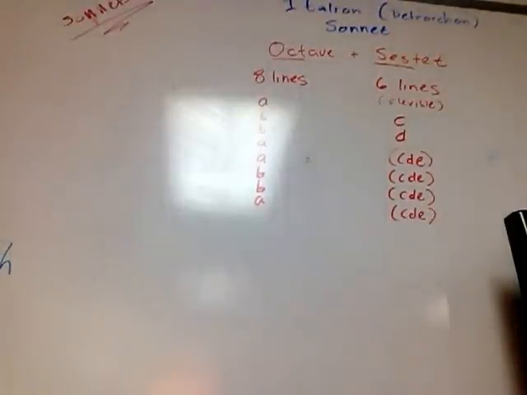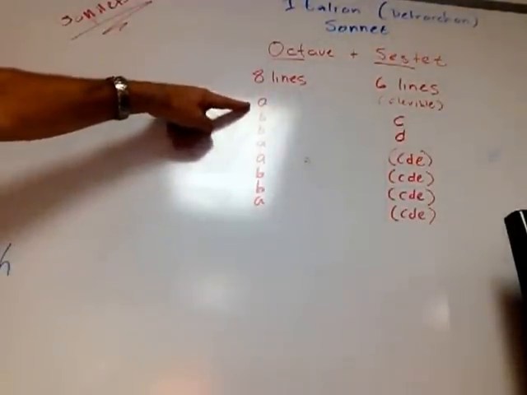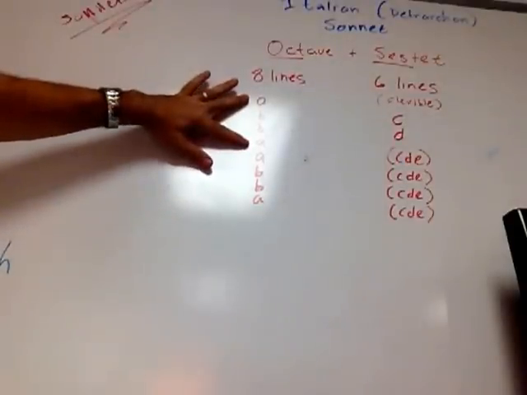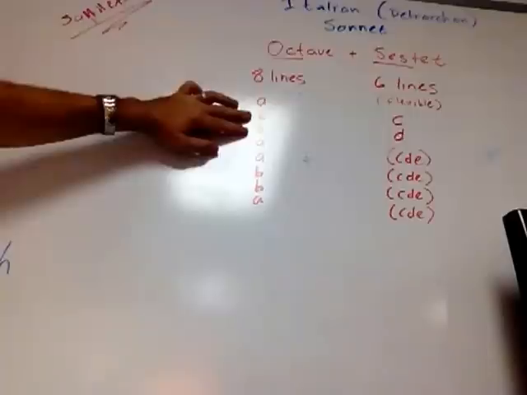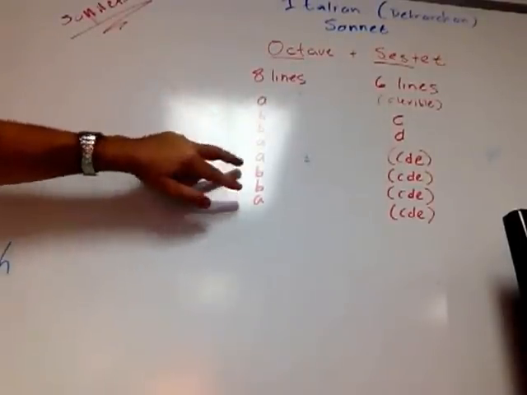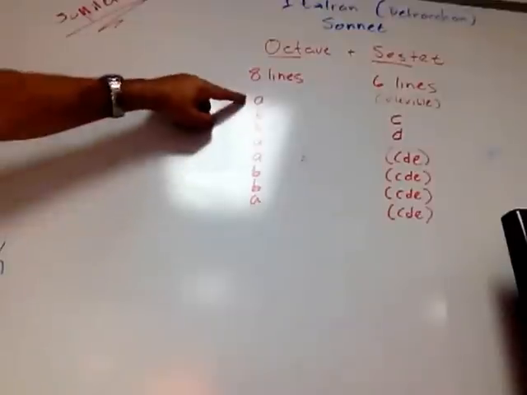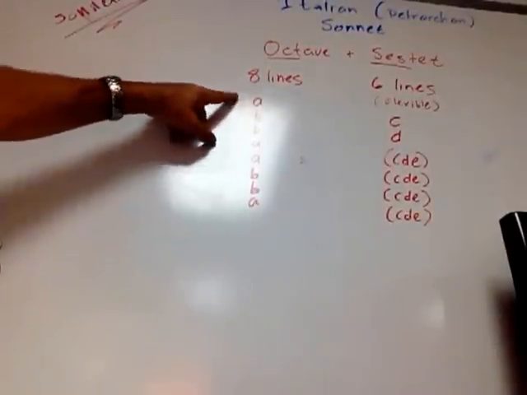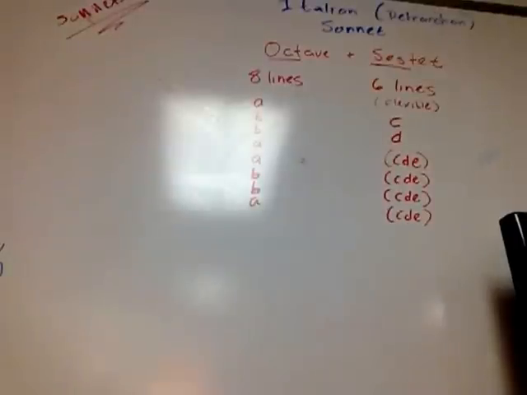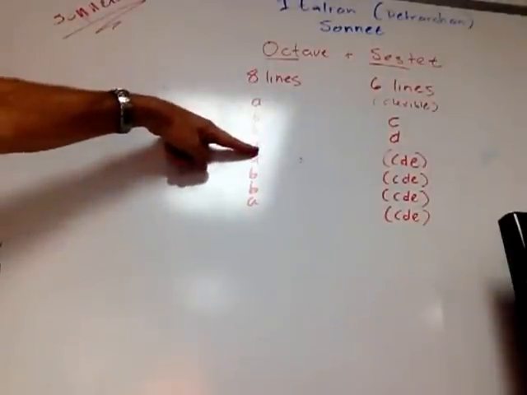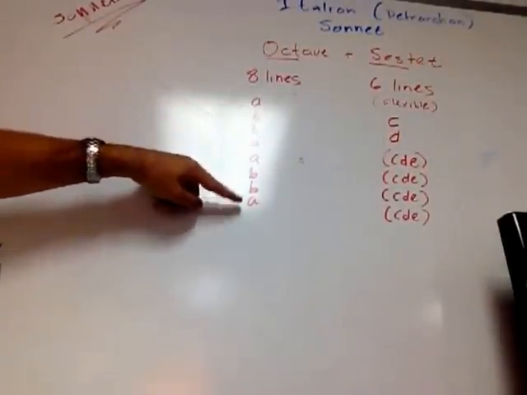Each one of these will have this rhyming pattern: A, B, B, A. These lines end with words that rhyme. A, B, B, A, same rhyme scheme. So all the A's, those lines, will end in words that rhyme in the same fashion. All the B's will have lines that end in words that rhyme in the same fashion. So you can almost break this into two fours: A, B, B, A, A, B, B, A.